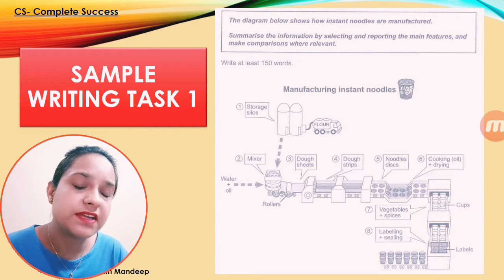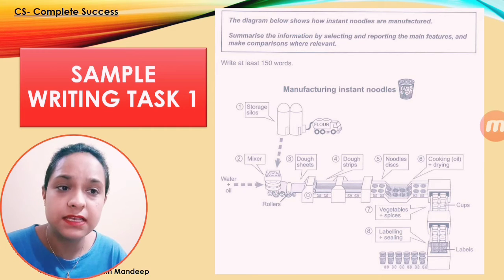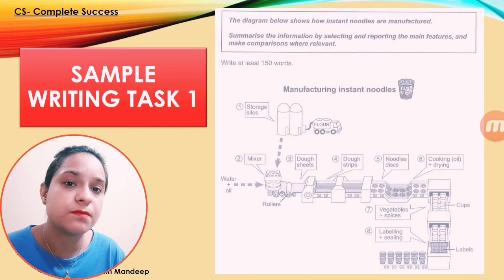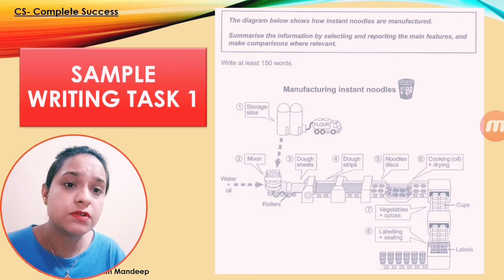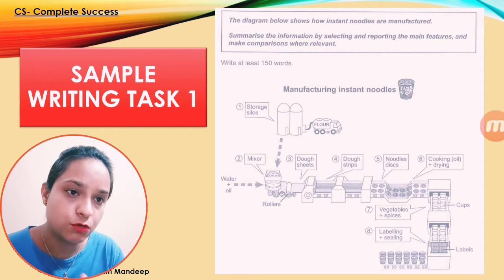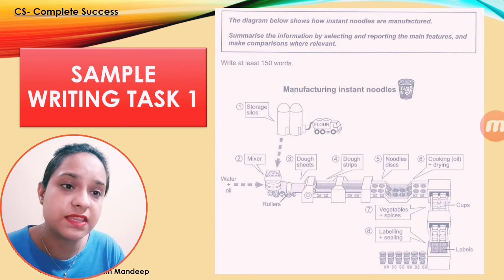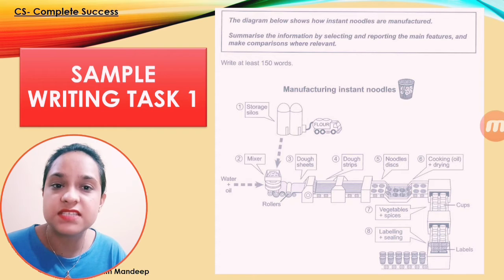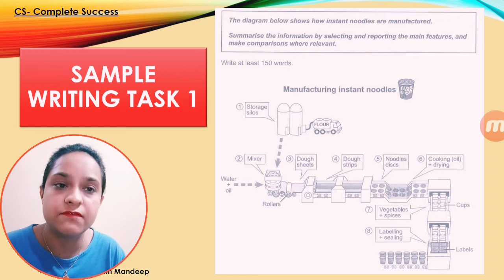We can divide it into 2 paragraphs based on the dough. Like in the 4th point the dough strips are created, and then after that the noodle disc forms are made. So we can start another paragraph from the 5th point. Or what you can do is explain points 1 to 6 in one paragraph. Like you can explain the whole procedure of manufacturing in the first body paragraph, and then the packing, labeling and sealing you can explain in another paragraph. So there are 2 options, you can do it in any way.